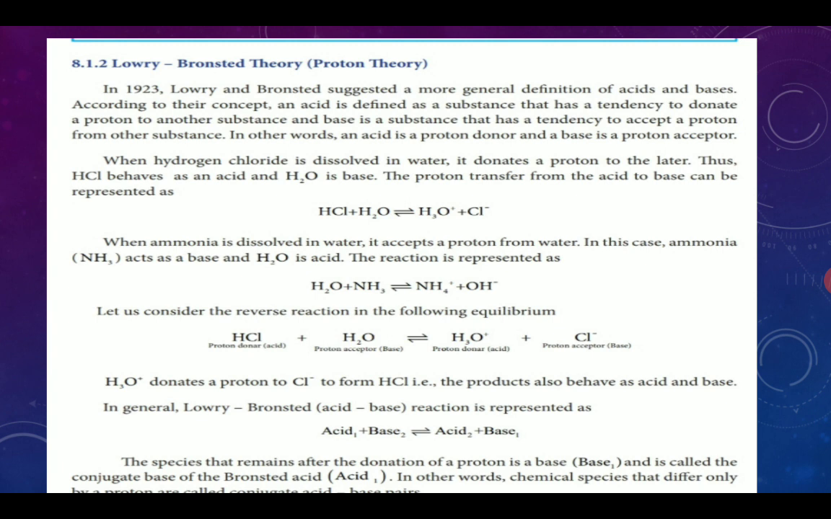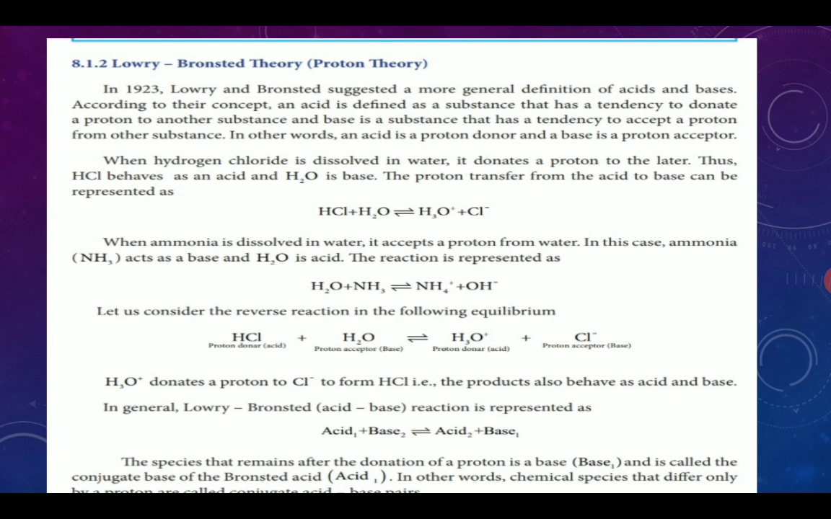When hydrogen chloride is dissolved in water, for example HCl plus H2O, it is in equilibrium with H3O plus, that is the hydronium ion. The water receives H plus ions from HCl and becomes H3O plus, and a Cl minus ion is there. Similarly, when ammonia is dissolved in water, H2O plus NH3 gives NH4 plus, ammonium, plus OH minus, the hydroxyl ion.